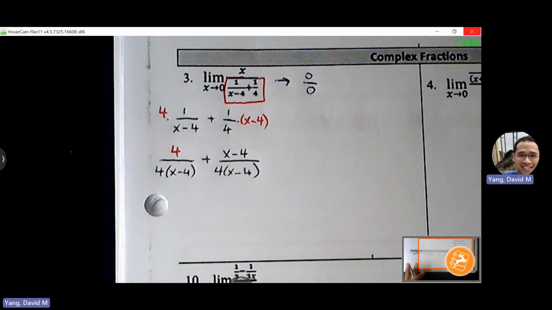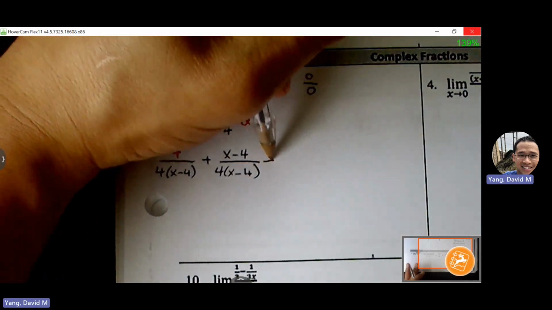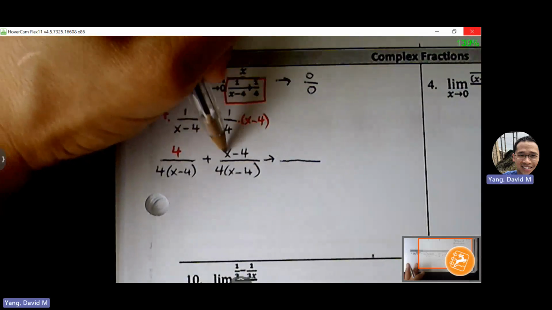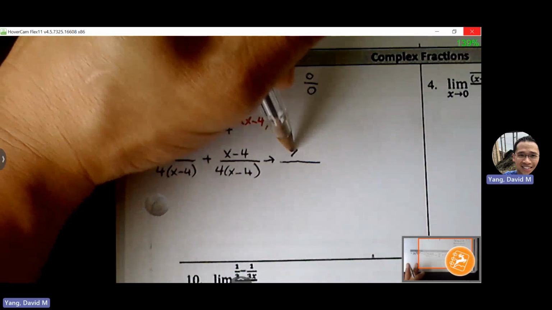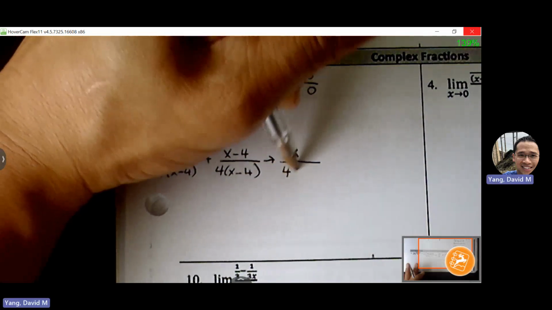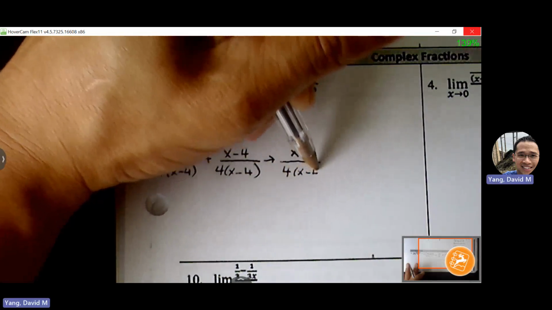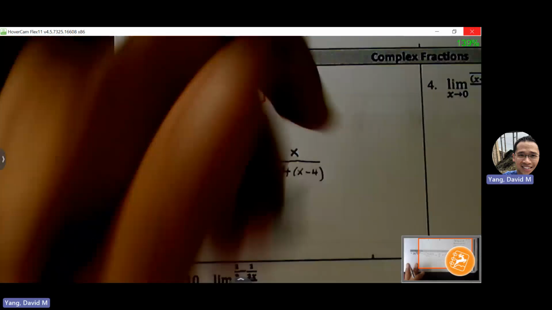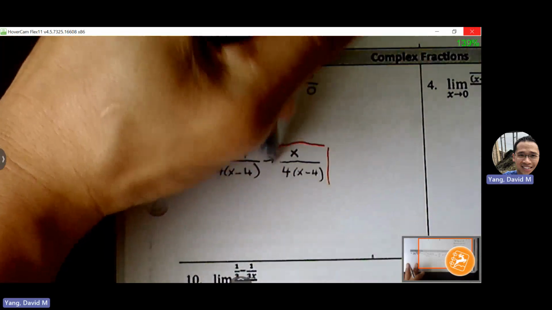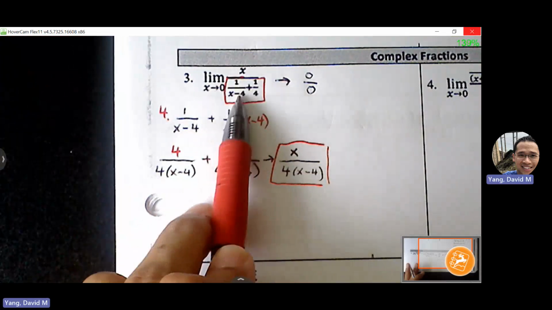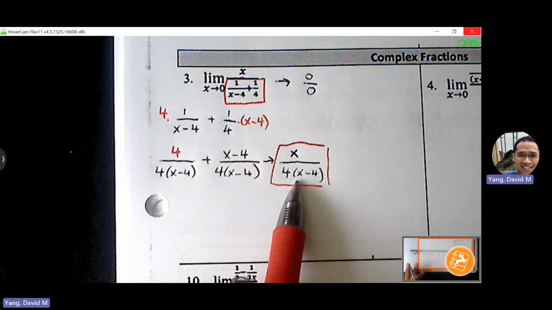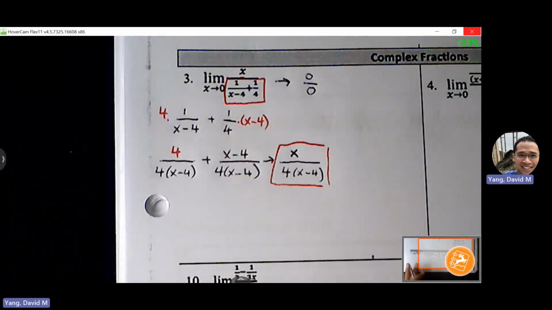Now that I have common denominators, I can merge them into the same fraction. So 4 plus x minus 4, 4 minus 4 is 0. I get x over 4 times x minus 4. So this is now my cleaned up version of my messy denominator. So now I'm going to replace this mess with something that's a little bit cleaner to work with. So I'm going to rewrite the entire problem here.